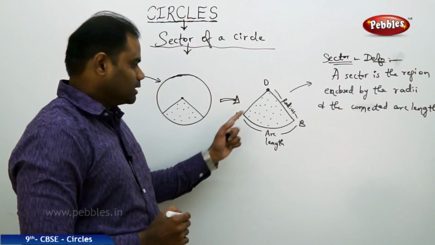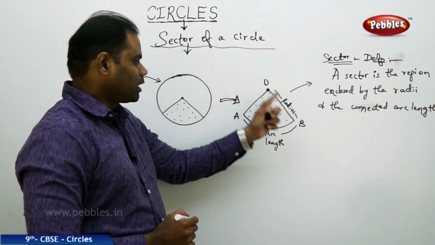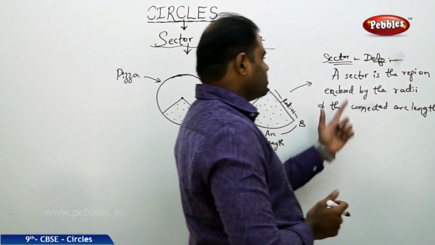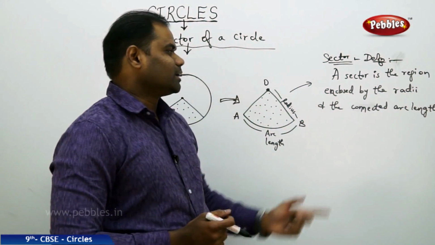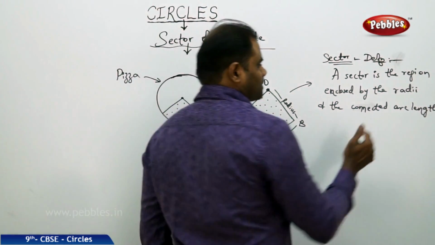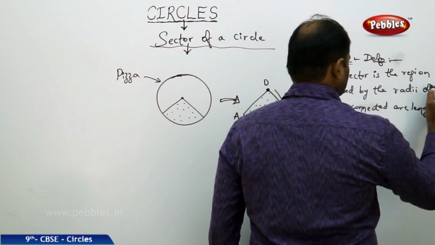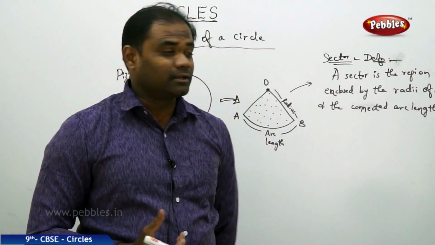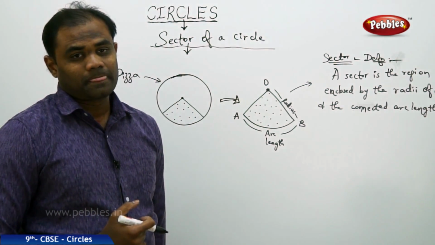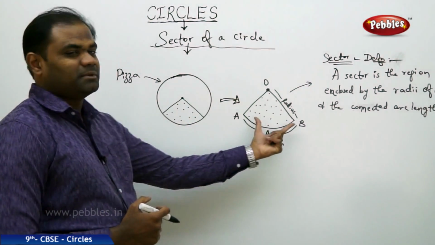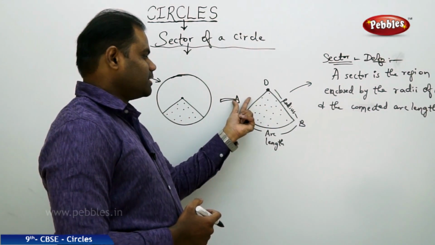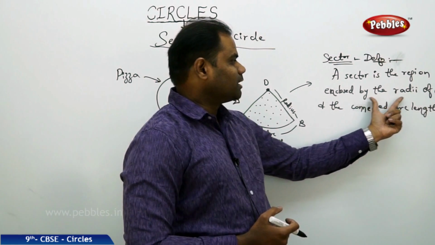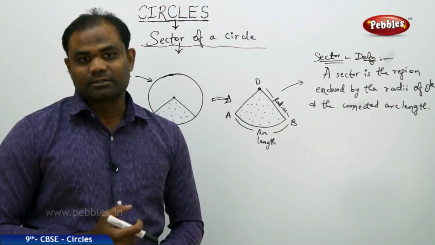So connected arc length between the two radii, that is between OA and OB, AB is the connected arc length. So sector is defined to be the region enclosed by the radii and the connected arc length of the circle, and the connected arc length is how we define the sector for the given circle. A pizza cut with a piece of pizza has the center, has the radii, has the arc length, and a sector is the region enclosed by the radii of the circle and the connected arc length.